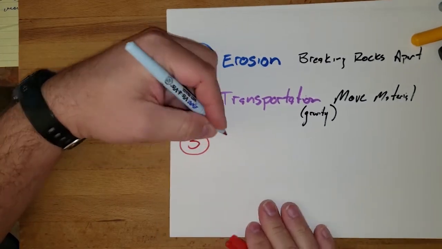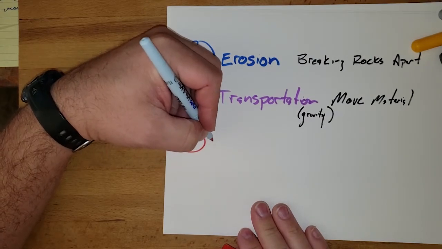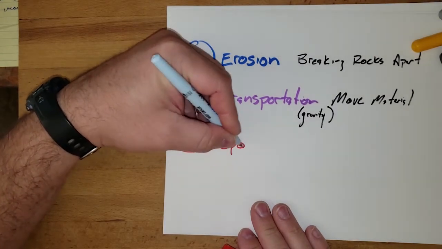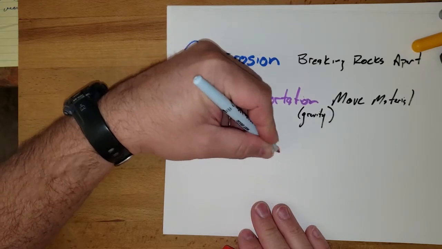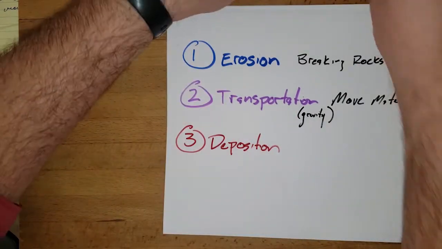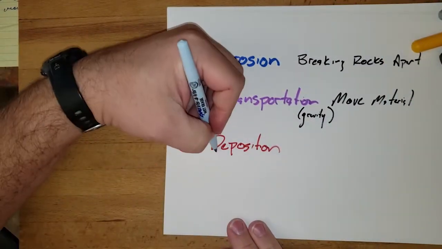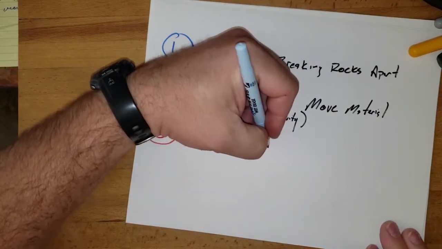And then the last one makes sense when you look at those other two. The third one is going to be deposition. Now, if we look at the word deposition, it has deposit right there in it, right? So it's going to be dumping the material out.